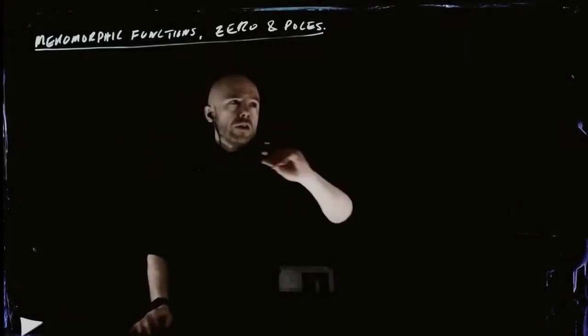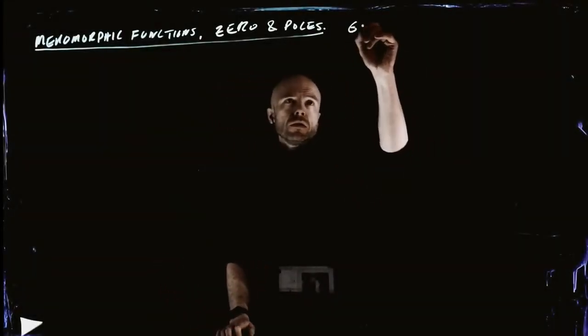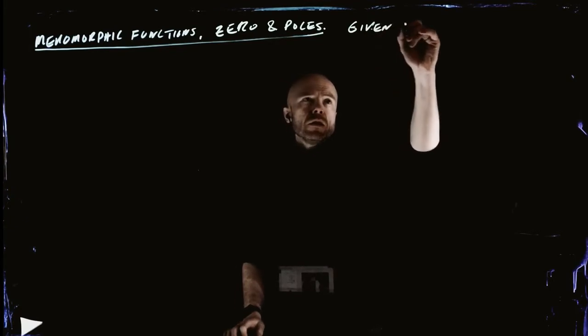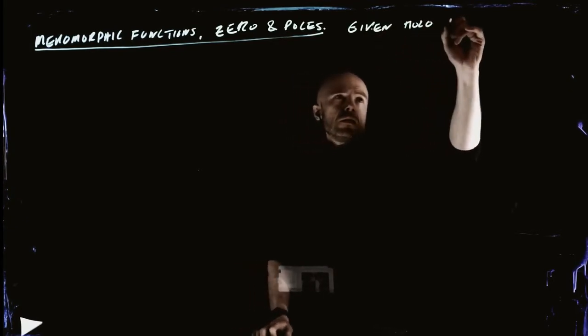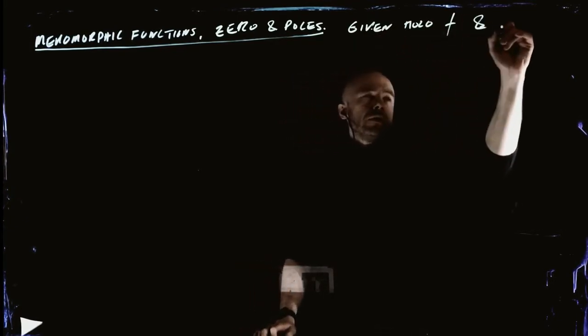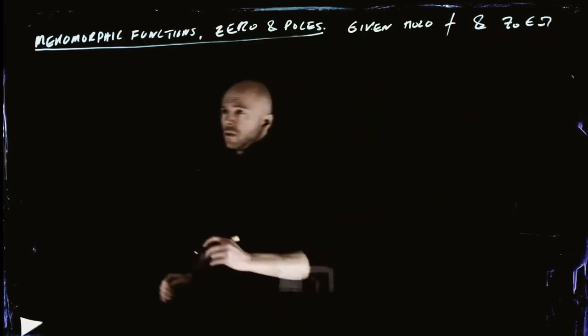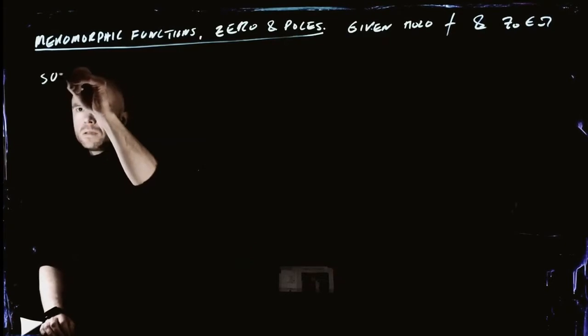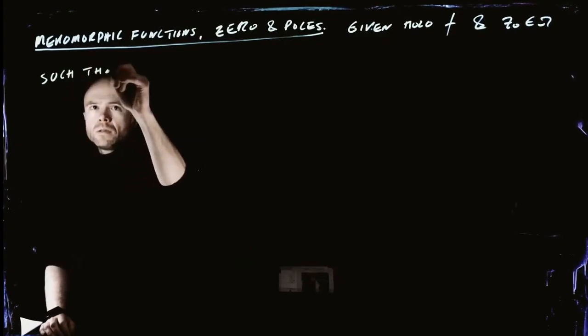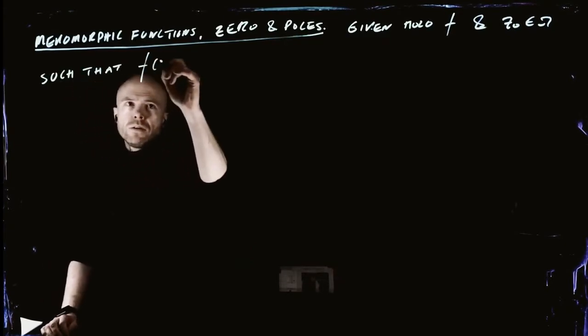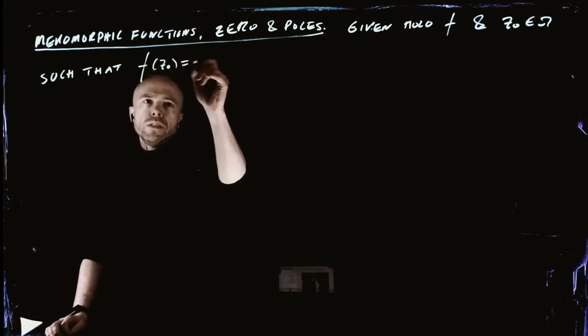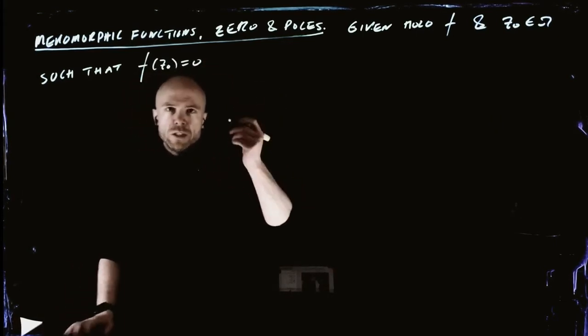Let's talk about zeros first. So, given a holomorphic f and z0 belonging to omega, such that f of z0 is equal to 0, this is called a zero. We've seen these before.